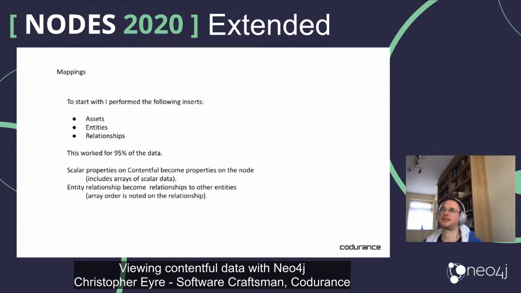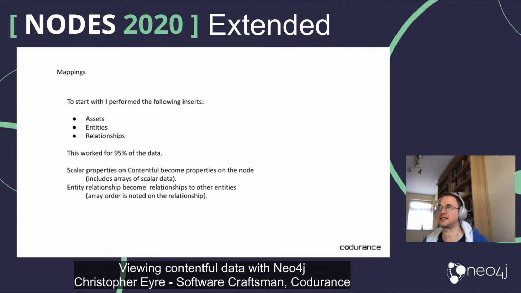So this is the thing on the mappings. This is how the mapping for the system works. There are assets, which are the video files or images or zip files. There are entities, and there are the relationships between them. So to start with, I load the assets, then I load the entities, then I load the relationships. And this got me 95% of the data fed into the system. For example, scalar properties in Contentful became properties on the node. And in Neo4j, which I found quite interesting, you can actually put arrays of scalar data.